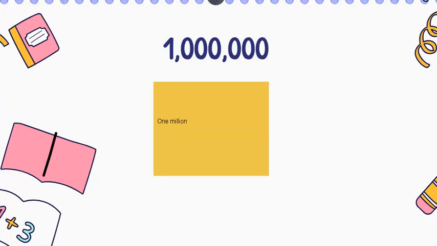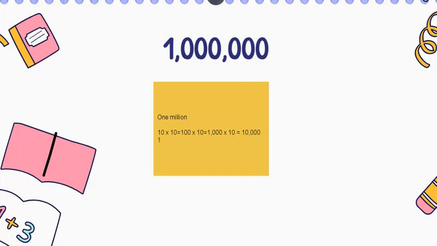Another way we could represent it is as factors of 10. Well, how many times would I multiply 10? If I multiply 10 times 10, that would give me 100. And then we times 10 again. That would give me 1,000. And then we multiply 10 again. That would give me 10,000.